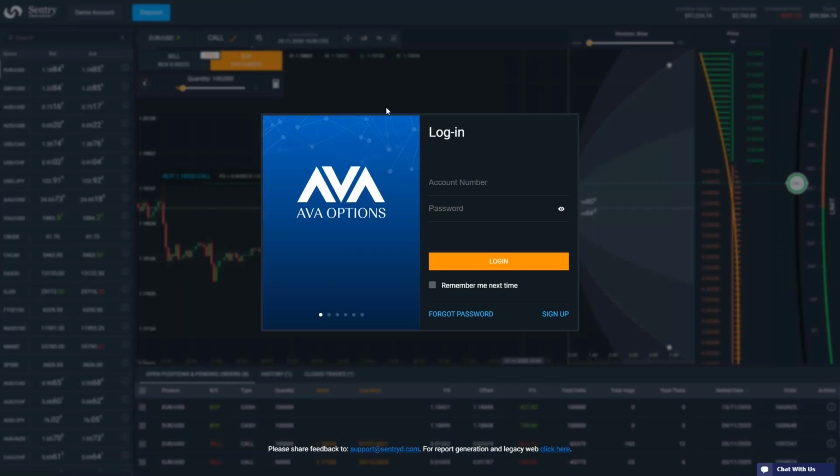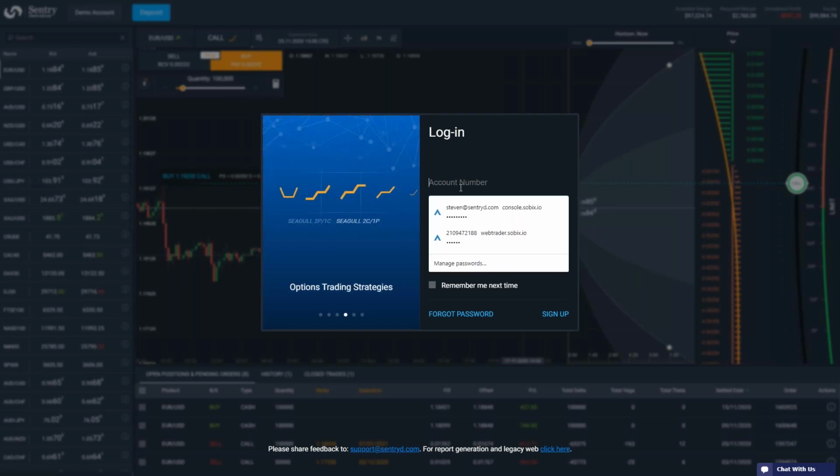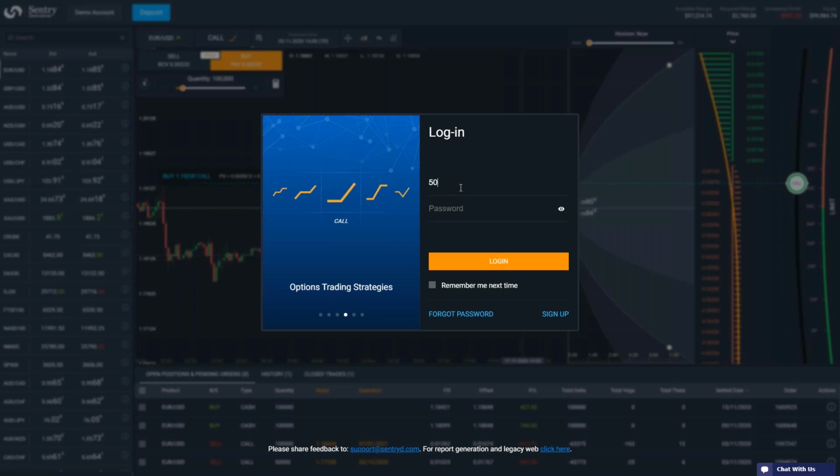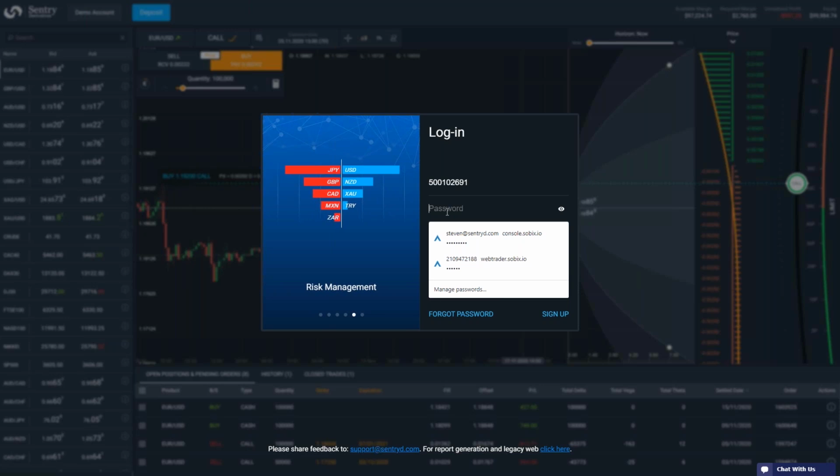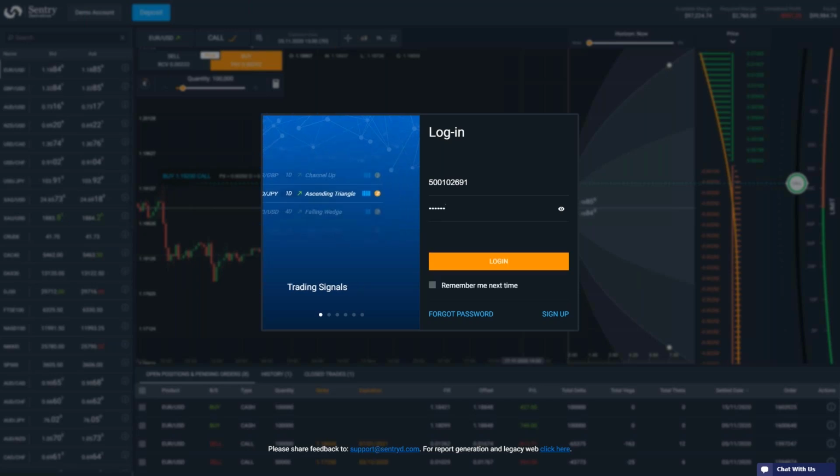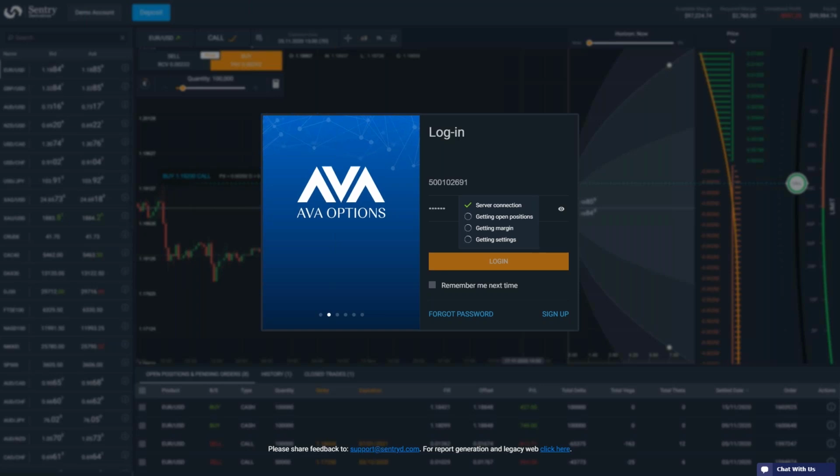The login screen looks like this. If you are an existing customer of AvaTrade, you can simply go to avatrade.com and log in. When you go to the accounts page, you'll have a button that says Web Trading. Click on Web Trading. It will automatically log you in to this screen. You can also go to avaoptions.com, or simply go to avatrade.com and put in your email and password, then click Web Trading next to your options account, and it will automatically log you in.